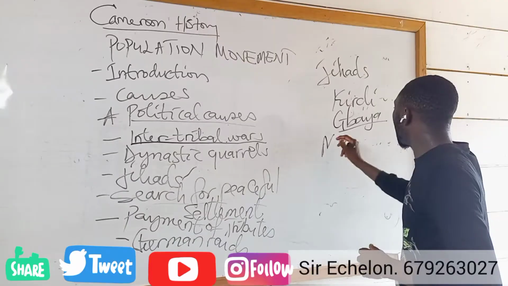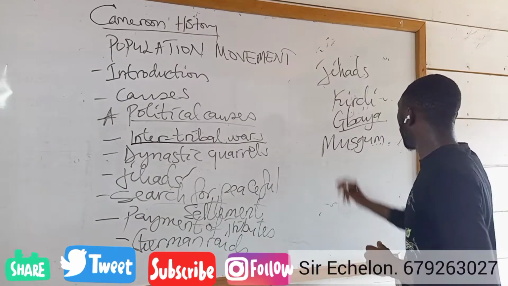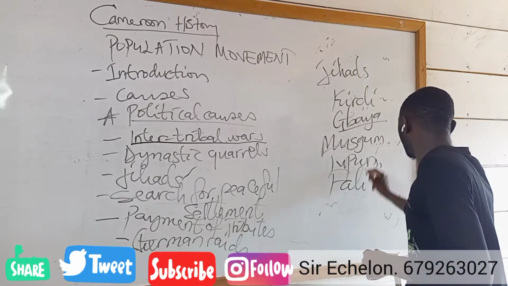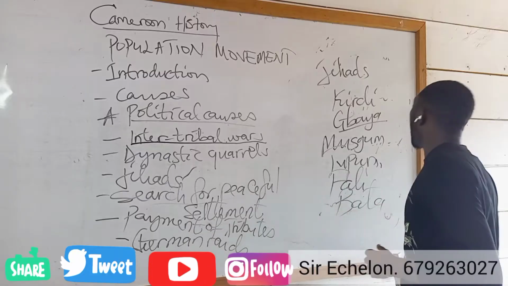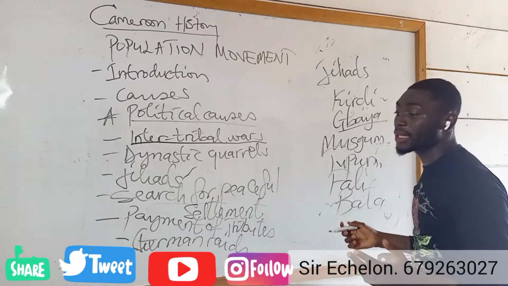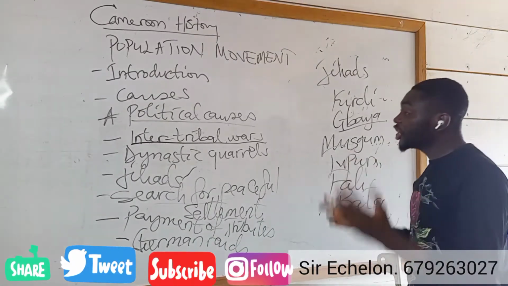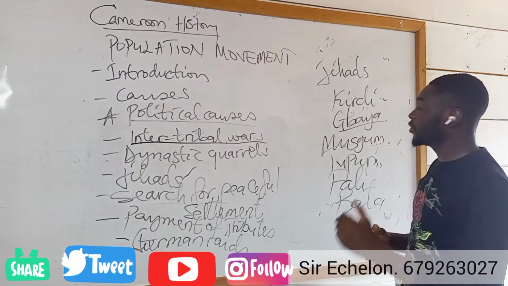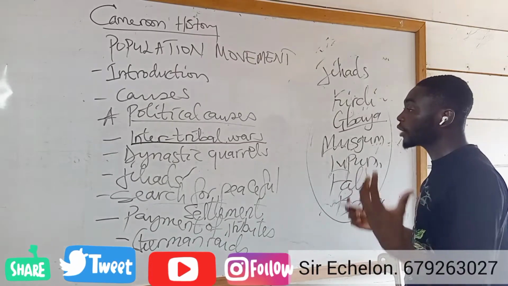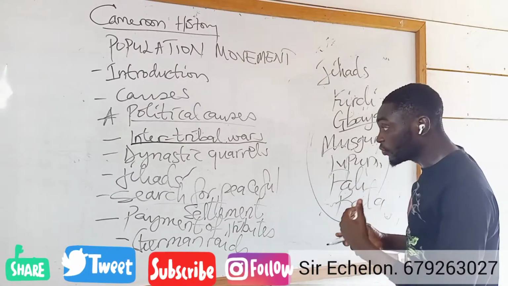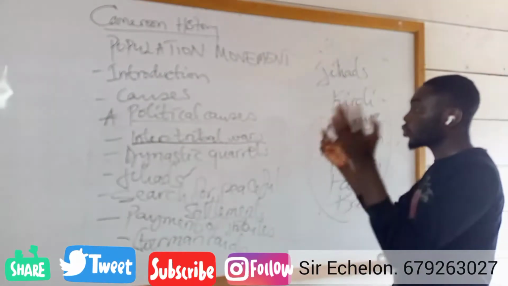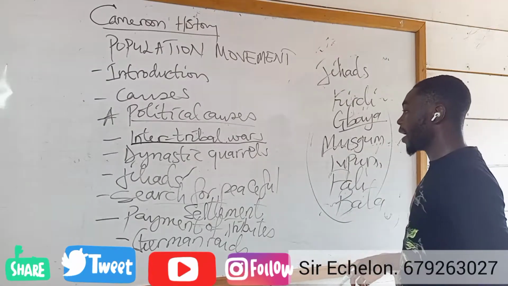to accept Islam. We have the Musgum, we have the Tsukuri, we have the Fali, we have the Bata. All these tribes moved towards Chad in the northern part because they never wanted to accept Islam. So the jihad forced them to migrate to different settlements. These are some examples of tribes that migrated because they did not want to accept Islam as a religion, and so the jihad was used to force them. And in the course of rejecting Islam, they were bound to migrate.